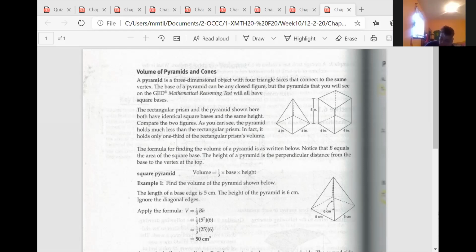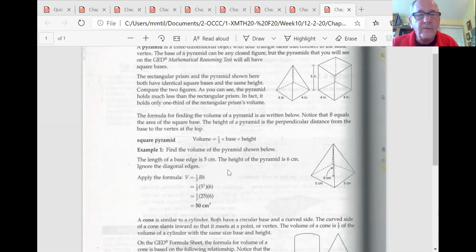So that's for a square pyramid. When they say square pyramid, that's what they mean. The base is a square, right? It's 4 by 4. That's a square pyramid. And that's just what we did here. 1/3 times 5 squared. Well, I'm looking at this one. Yeah, it's the same idea, but it's a 5 by 5, and then the height is 6, so it's 5 by 5 by 6. So it's 1/3 times base times height.